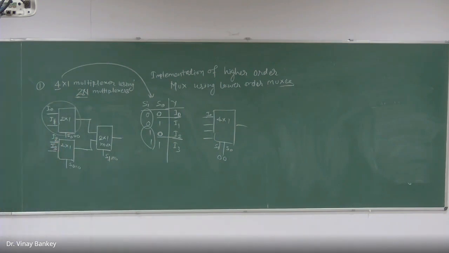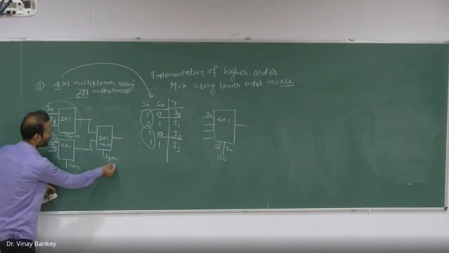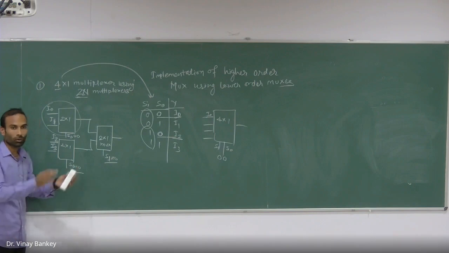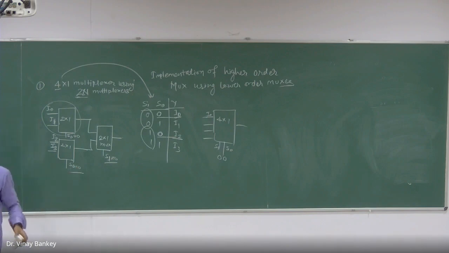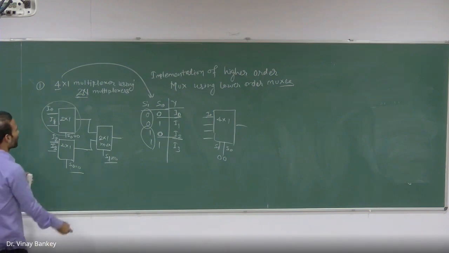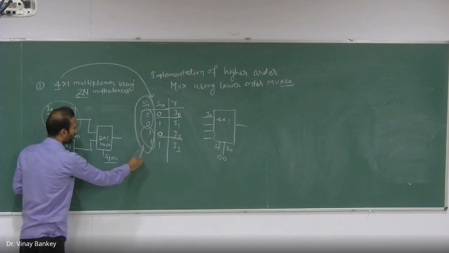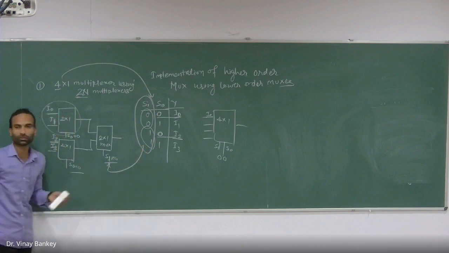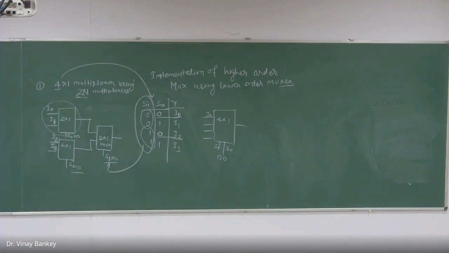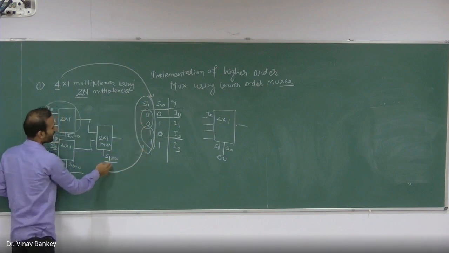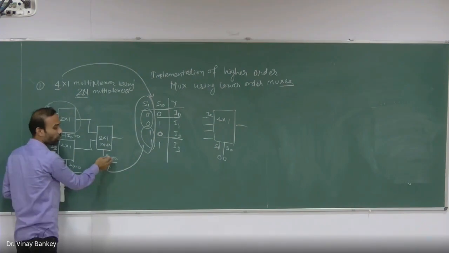So the only thing you should give your attention to here is these selection lines. If you put them reversely, your whole solution will be wrong. So remember one thing, the MSB of the selection line, that is S1, will always be assigned to the mux near to the output.